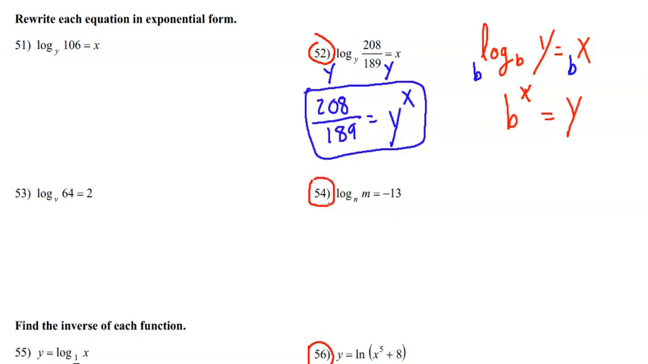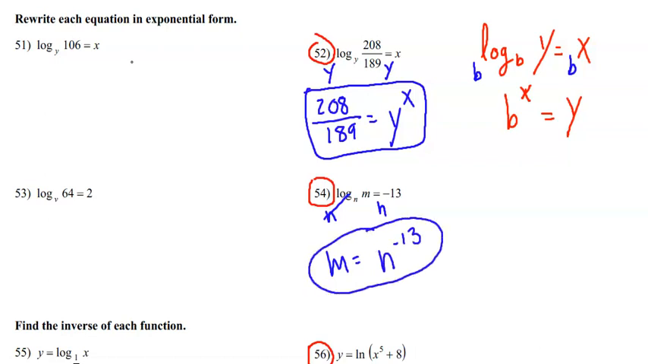Okay, the next one, number 54, we have log base n of m equals negative 13. Now we're going to base each side by n. So m equals n to the negative 13th. Okay, pause the video, try the other two on your own.